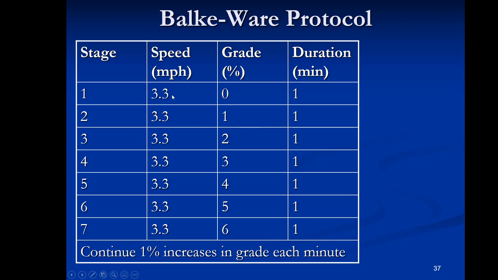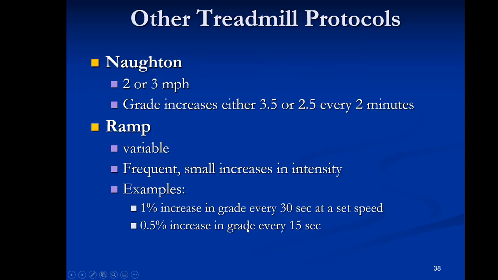The Balke protocol, standard speed, 3.3 miles an hour, which is a brisk walk for most people, and then every minute it increases in grade. Other treadmill protocols, not in 2 to 3 miles an hour, either or, and then grade increases every 2 minutes.